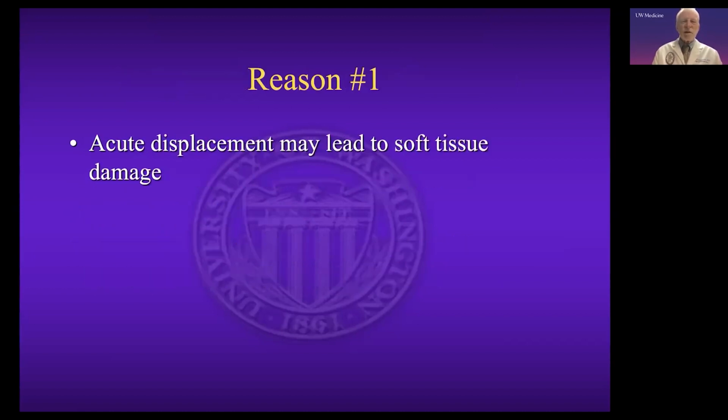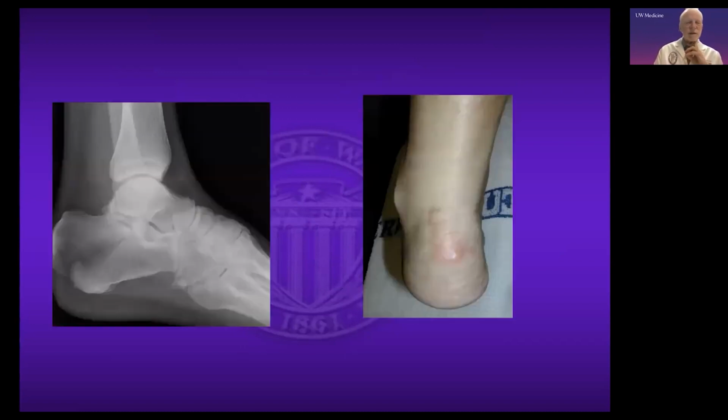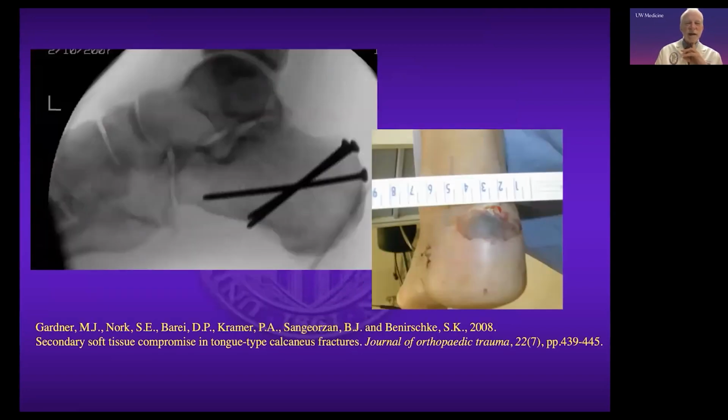So reason number 1 to fix calcaneus fractures is that acute displacement can lead to soft tissue compromise. And this is a classic example of a tongue-type fracture that's pushed posteriorly. The skin is under pressure. There's very little soft tissue padding there, and within a day or 2, you can develop a full thickness lesion there.